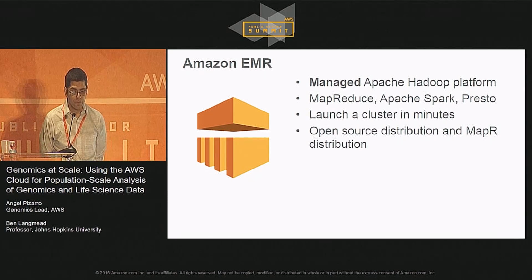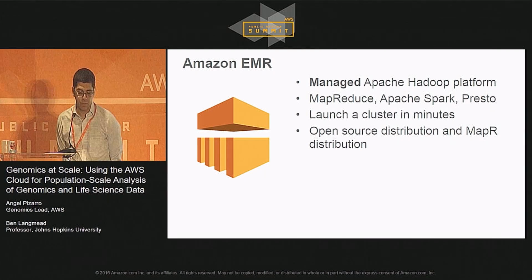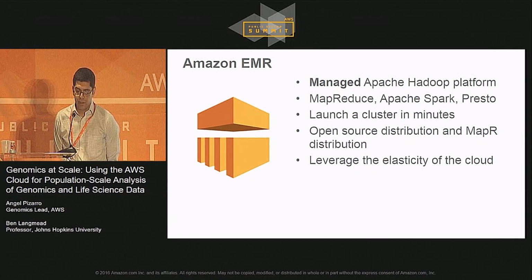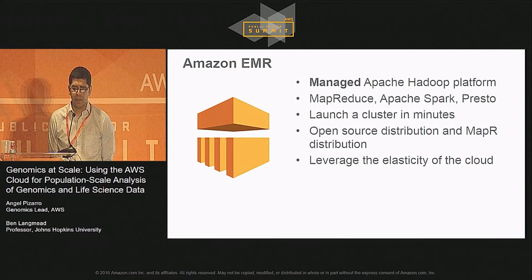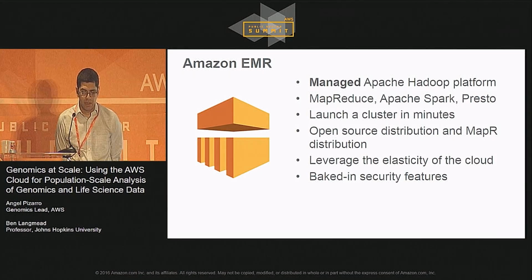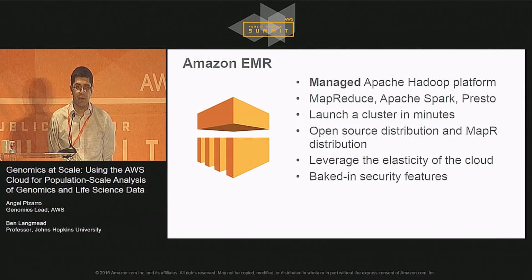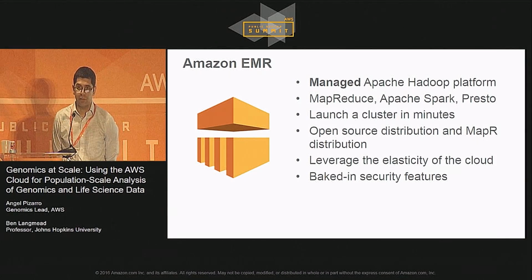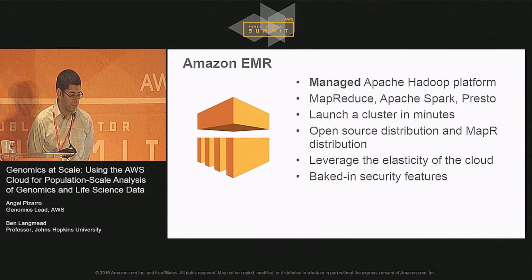You have an open source distribution, so regular Apache. You also have the option to use the commercially supported MapR distribution on top of EMR. And most importantly, you're able to leverage the elasticity of the cloud and baked in security features that we offer with respect to utilizing encrypted data stores in transit and in flight, as well as some simple configuration options that will allow you to secure your infrastructure very easily.